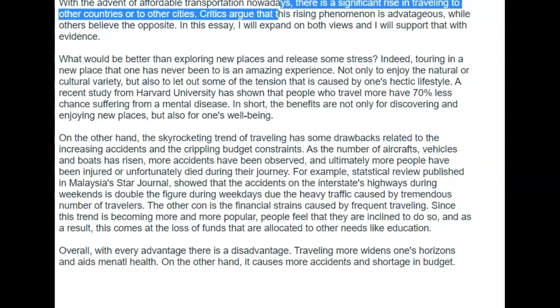What would be better than exploring new places and releasing? Okay, it's exploring, releasing. And the "and" here is your clue. So what would be better than exploring new places and releasing some stress?